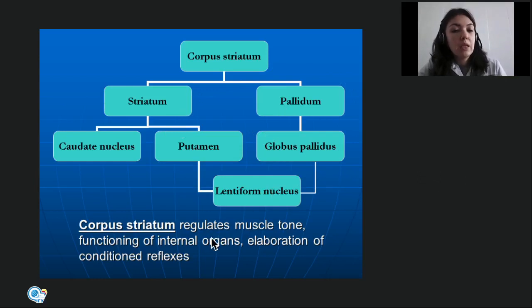So the stria pallida system regulates muscle tone, functioning of internal organs, and elaboration of conditional reflexes. Striatum is the newest structure. It has inhibitory action, and pallidum has stimulatory action. So in case of pallidum activity, movements become very active and the range of movements increases. And in case of striatum activation, movements are getting more precise.